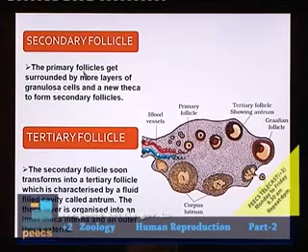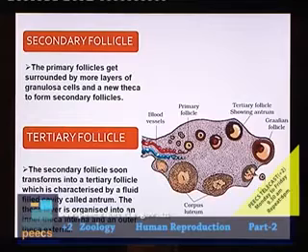Further, this secondary follicle is getting transformed into a tertiary follicle. You can see that here in this diagram. It is getting converted into a tertiary follicle. What is the difference between tertiary follicle and secondary follicle? What is the modification here?